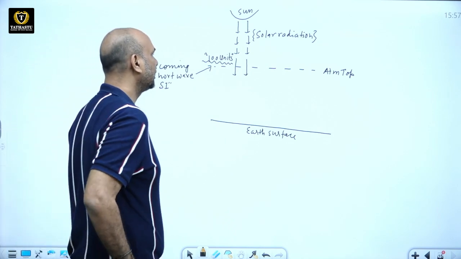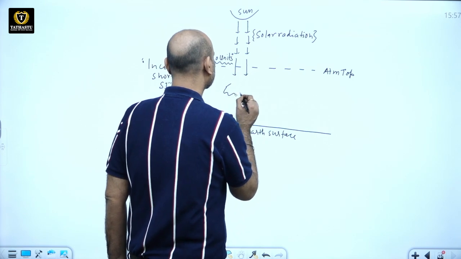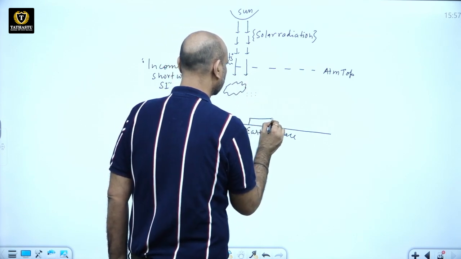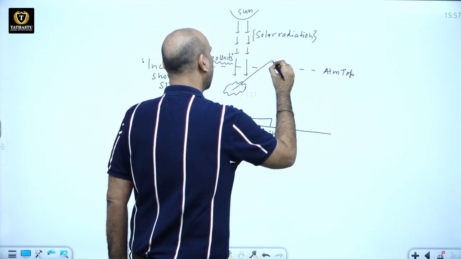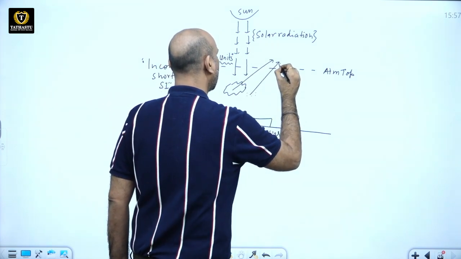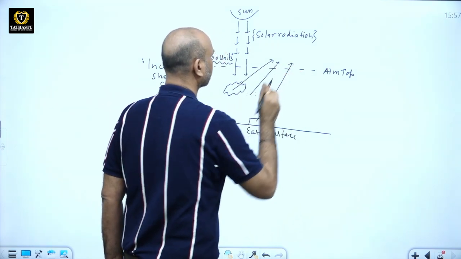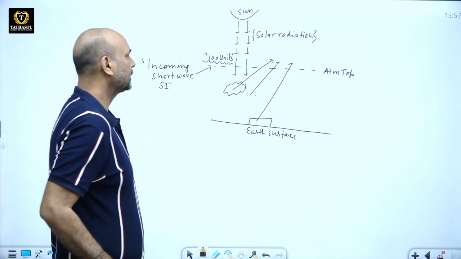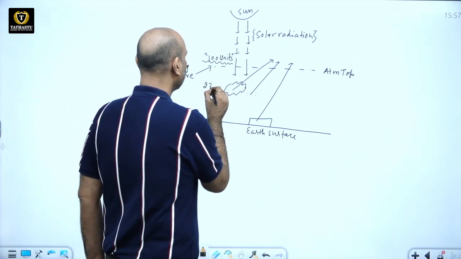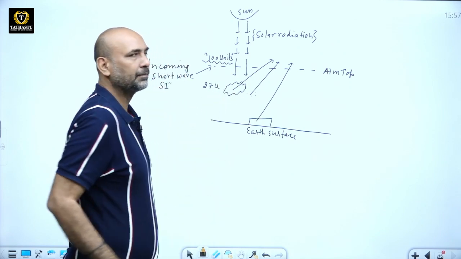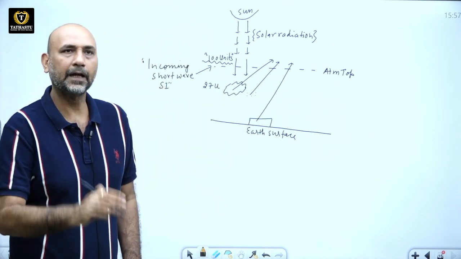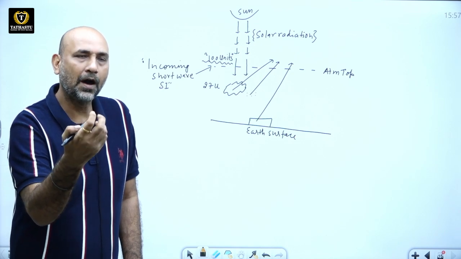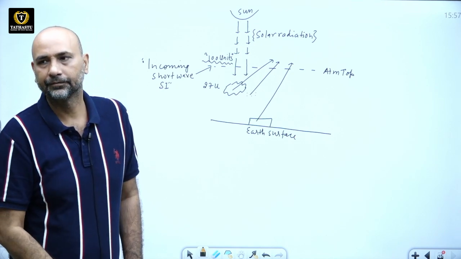Then, out of these 100 units, 35 units are reflected to outer space. In which 27 units are contributed by clouds. You know that in the process of reflection, the wavelength of a radiation does not change.